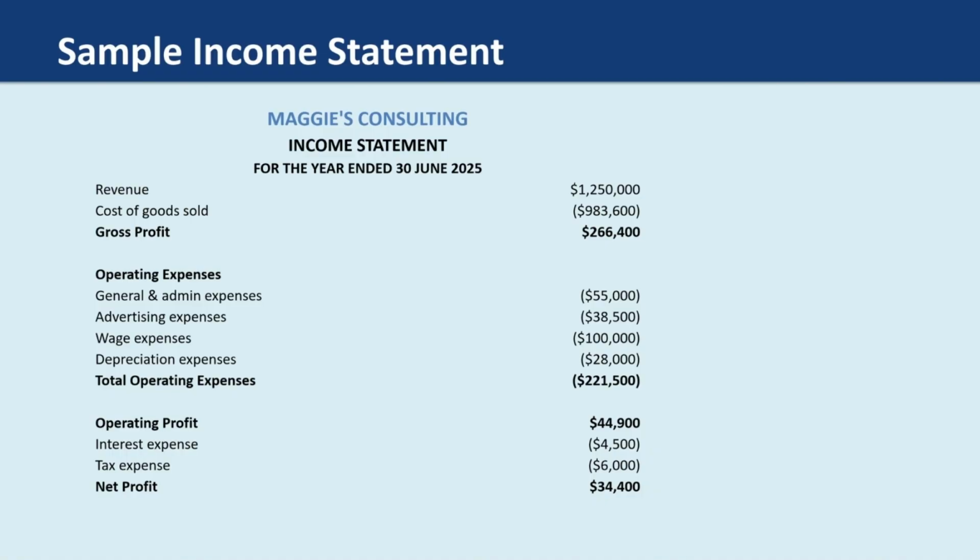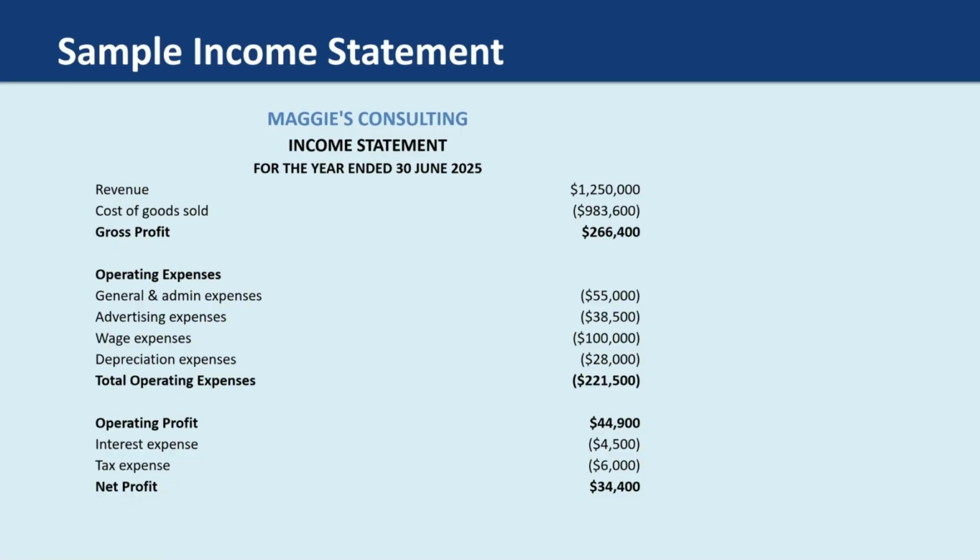In the header, it shows the company name, followed by the statement name, income statement, then followed by for the year ended 30th of June 2025. The top part shows its revenue from selling its primary products or services, and the direct cost a company incurred to produce or purchase the products or services it sells during a specific period. The net is the gross profit.